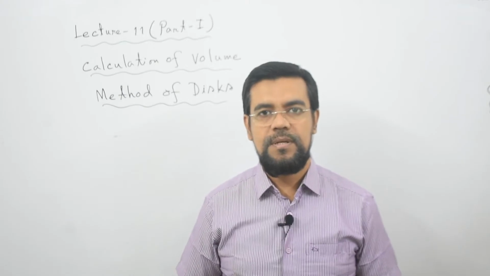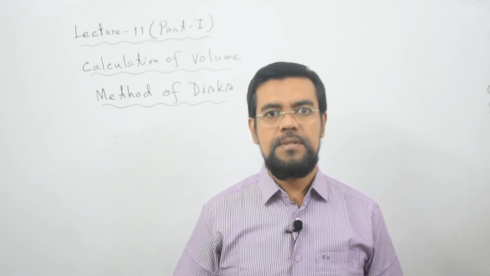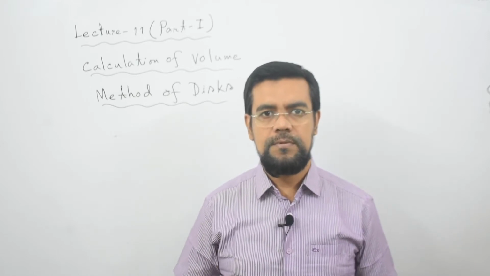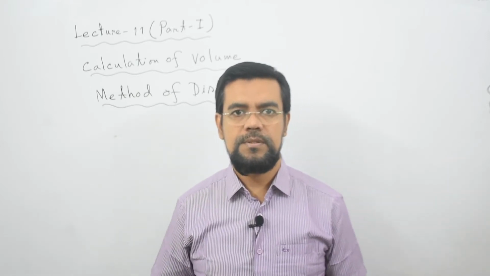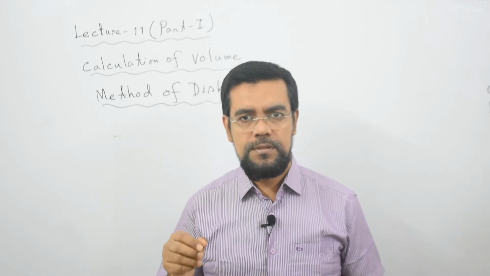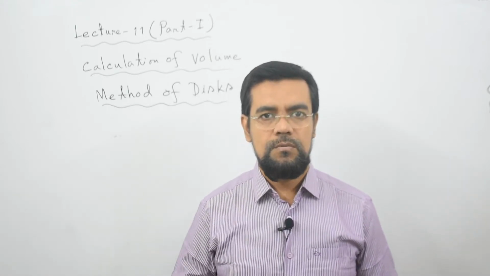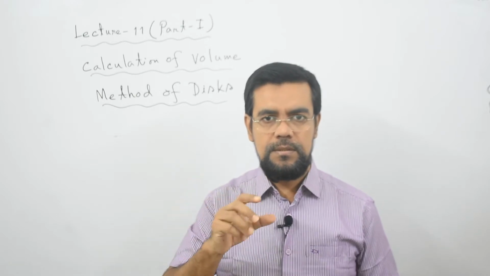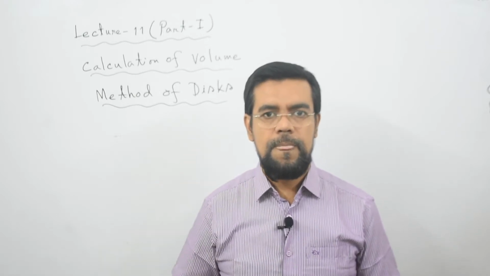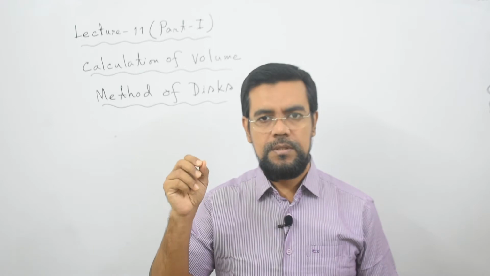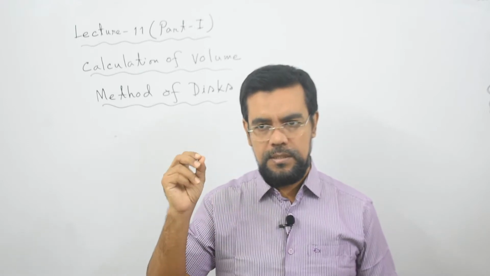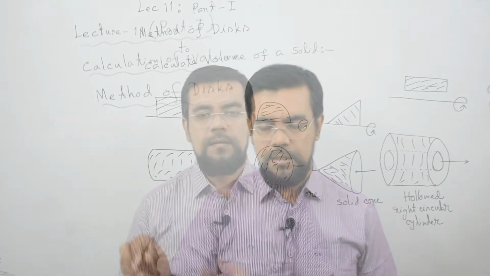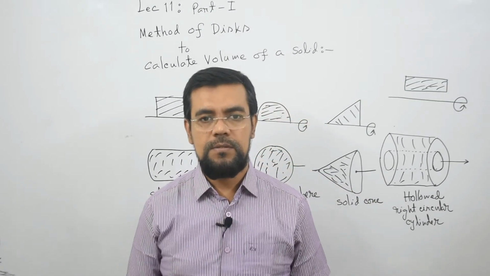Dear students, welcome back. The topic of this lecture is calculation of volume of a 3D solid of revolution by the method of disk. To do that, first it is important to know what is a solid of revolution because it is related to the shape of the solid. A solid of revolution is a solid that is created by revolving a plane region about a line, and the line is called axis of revolution.